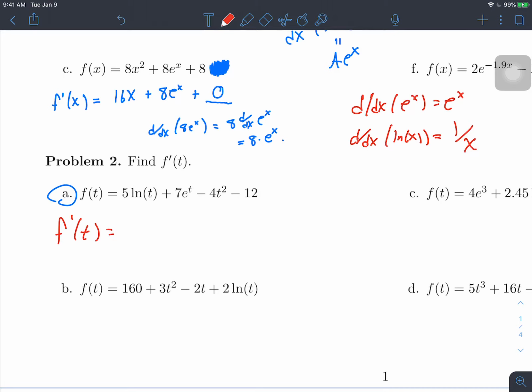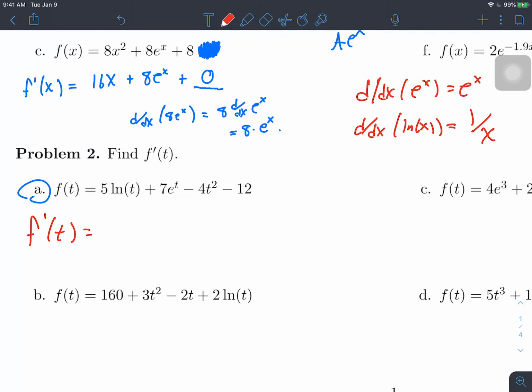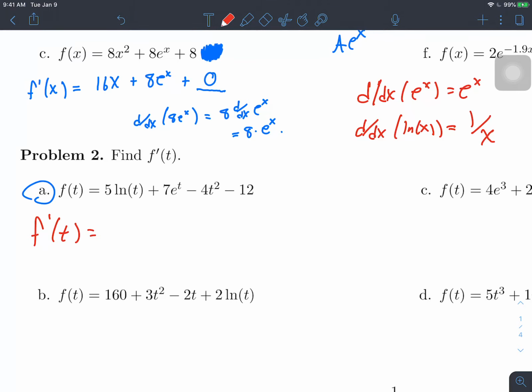The derivative of f of t is negative 8t plus 7e to the t plus 5 over x. Okay, you rearranged it a little bit. You said negative 8t plus 7e to the t, and then I don't know if this is right, I said plus 5 over x. You're nearly there. Not 5 over x. I mean 5 over t. Yeah, 5 over t. Okay, perfect. Thank you very much.